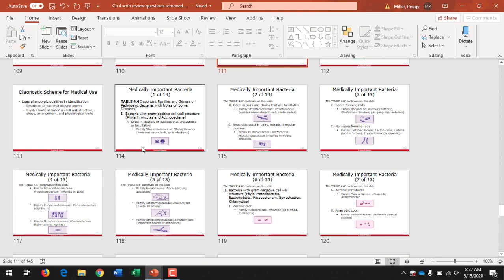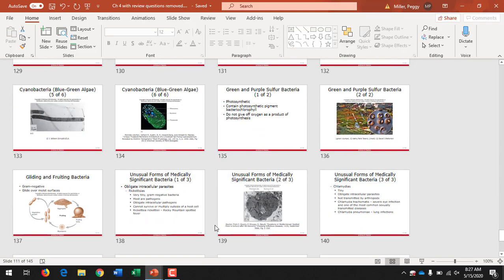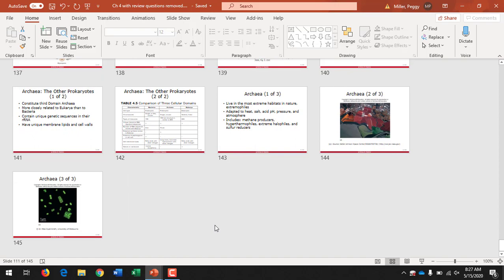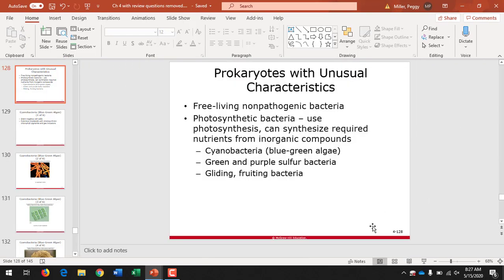As I say, the only other part that I wanted to mention is that there are some unique bacteria out there that have unusual characteristics. Cyanobacterium is a blue-green algae. It can do some photosynthesis. A unique bacteria. It doesn't affect humans, though, so again, do we care? But I wanted to mention there are some cool, unique bacteria out there, some prokaryotic cells.